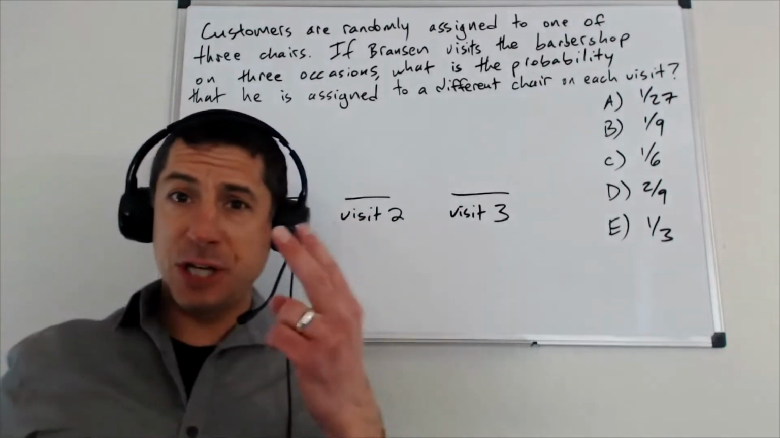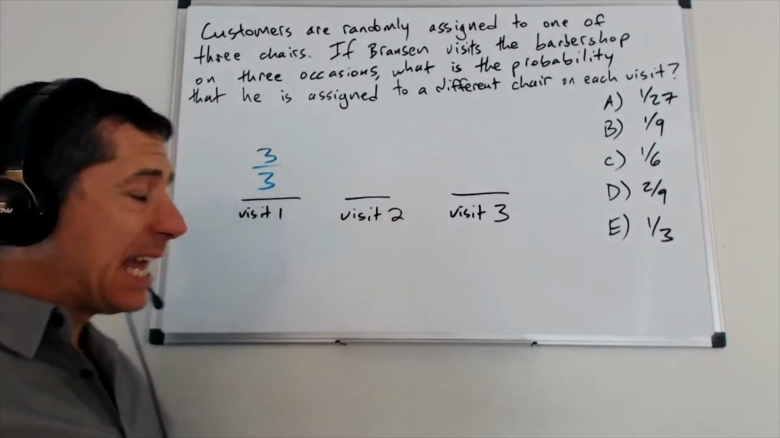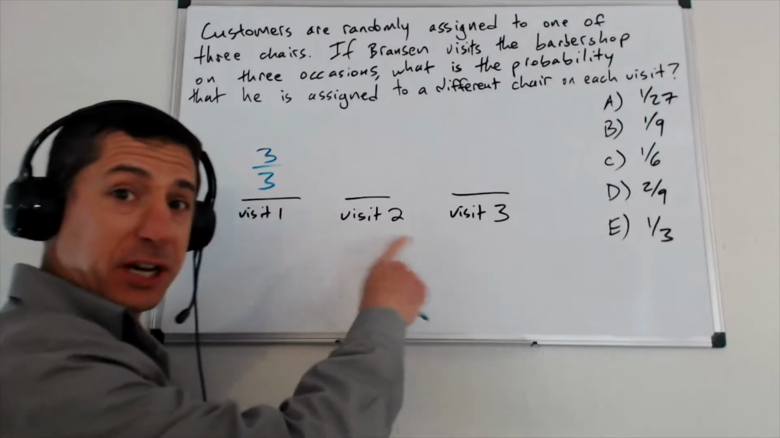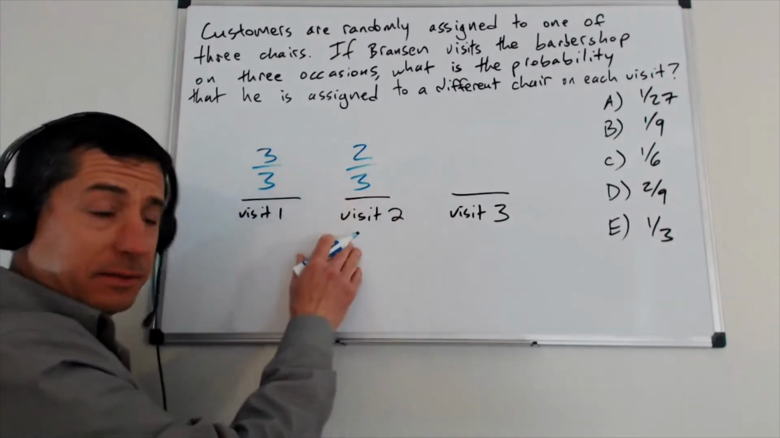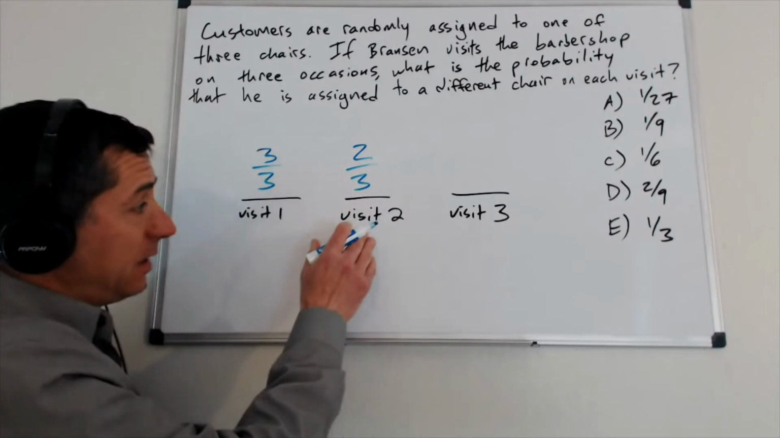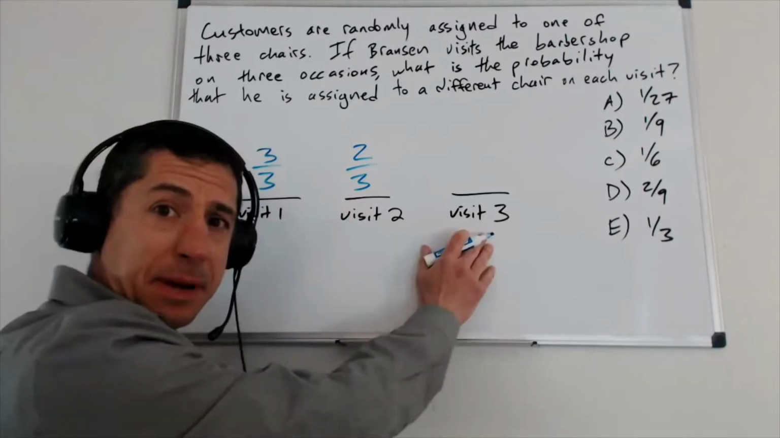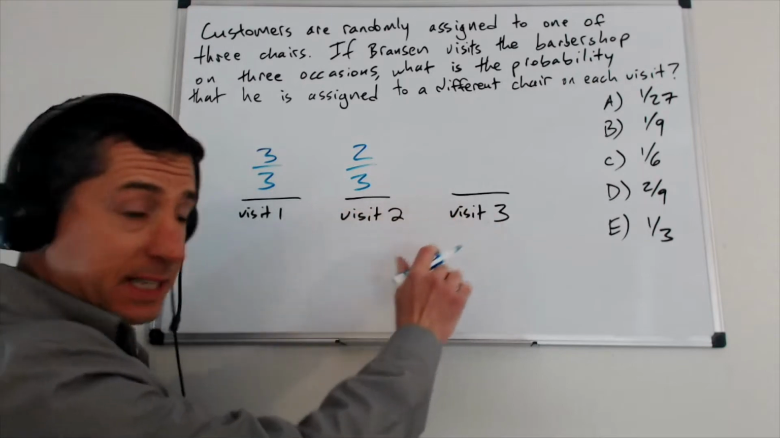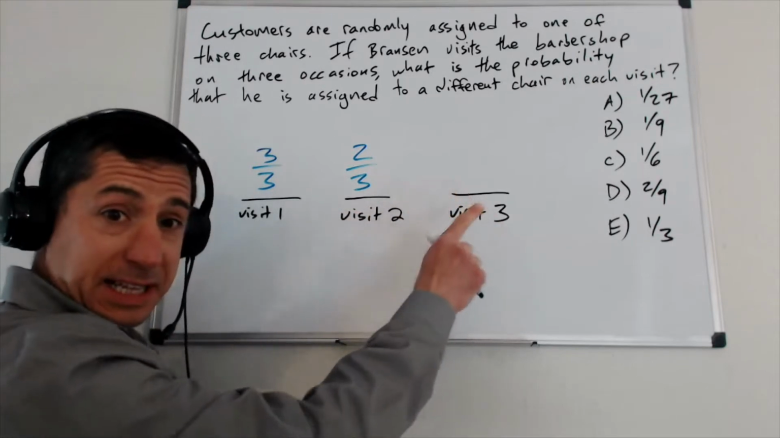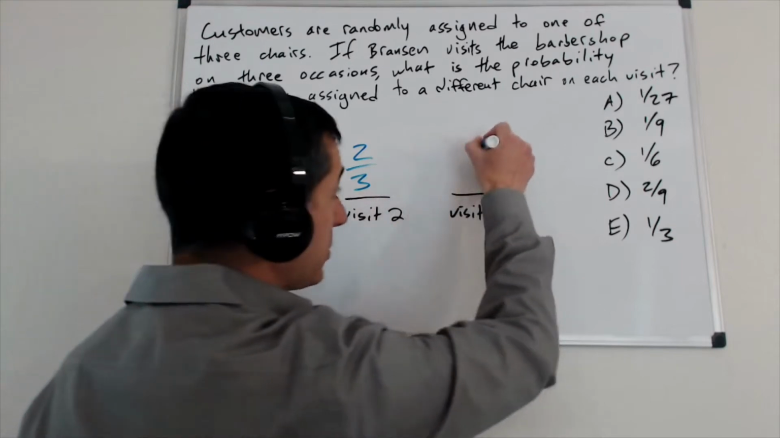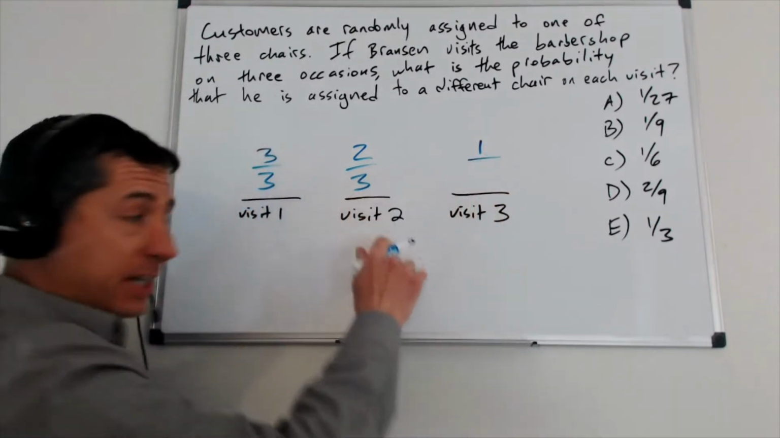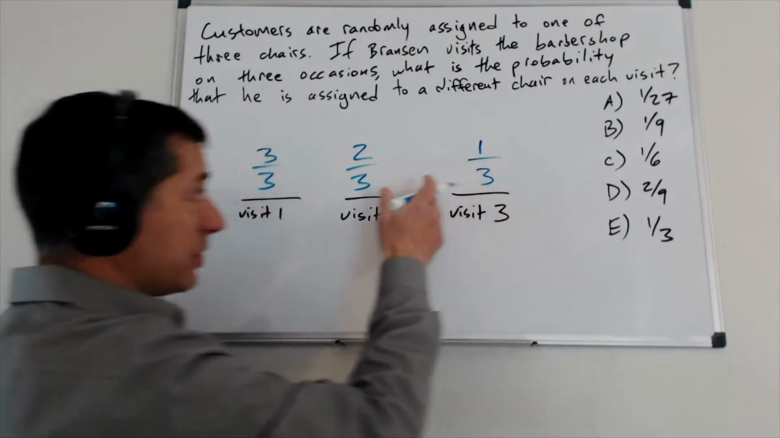Now you just have 2 chairs that are left that Bransen hasn't sat in yet, but you're still picking out of those 3 chairs in that random assignment. So your probability is 2 out of 3 on the second visit. And on visit number 3, what has to happen in order for Bransen to get a different chair in each visit? Well, he still has to be assigned to that third chair that he hasn't been assigned to yet. So there's only 1 chair that's going to work out for him, and there's still 3 to choose from.